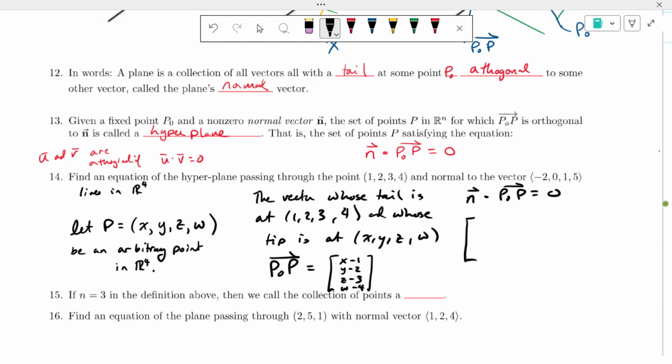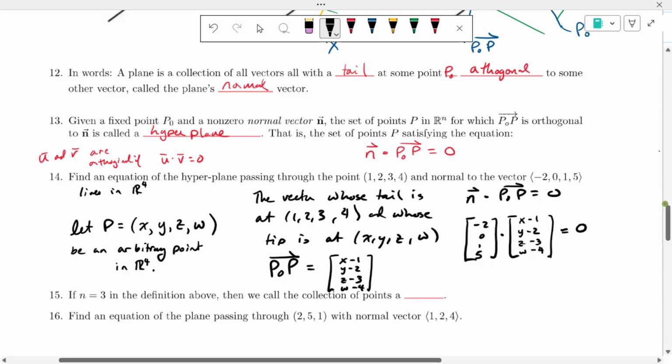And so we're going to take the normal vector, negative 2, 0, 1, 5, and we're going to dot it with this abstract vector, x minus 1, y minus 2, z minus 3, w minus 4. Now this dot product could come out to be anything if I just chose any x, y, z, w in R4, just taking any abstract point in this space. But I want to force it to come out to be 0. If I force it to come out to be 0, then I'm ensuring that the normal vector, n, is orthogonal to this particular vector.